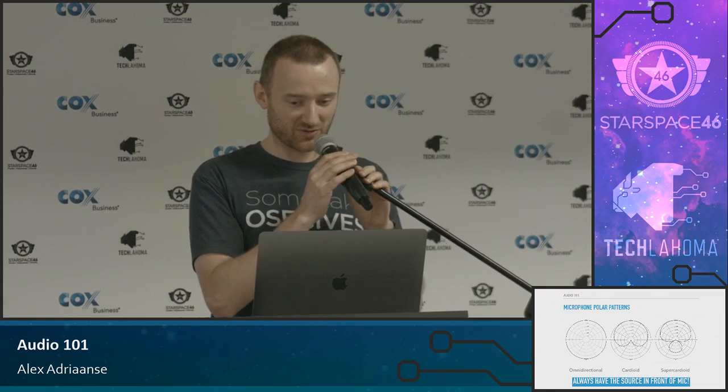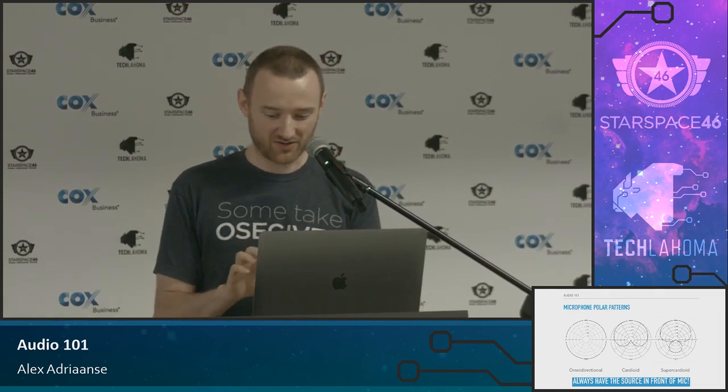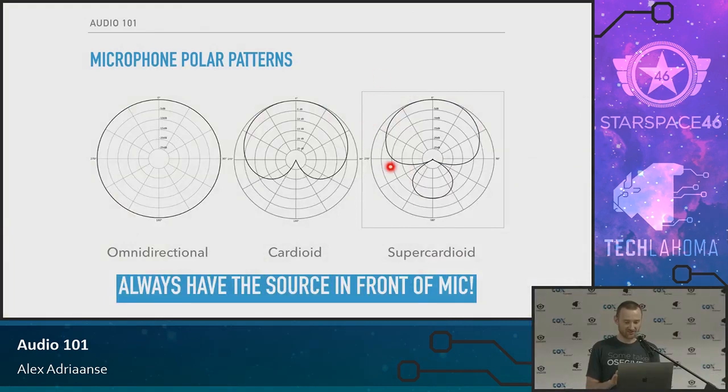And then there's also a supercardioid microphone, which tends to reject audio from the sides a little bit more aggressively. So if you're at 90 degrees, it's a -10 decibel drop. If you're at 120 degrees, it picks up nothing. But there's a little bit of a lobe on the back where it does pick up a little bit of sound. It's not a whole lot, but it's some.